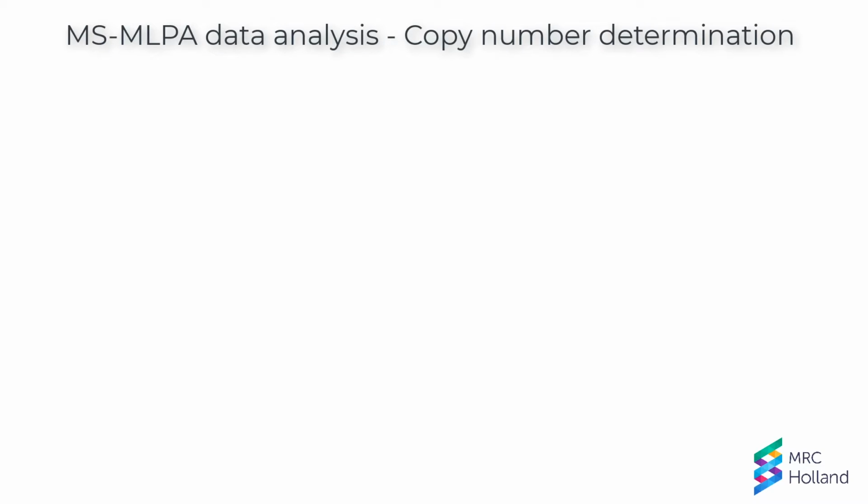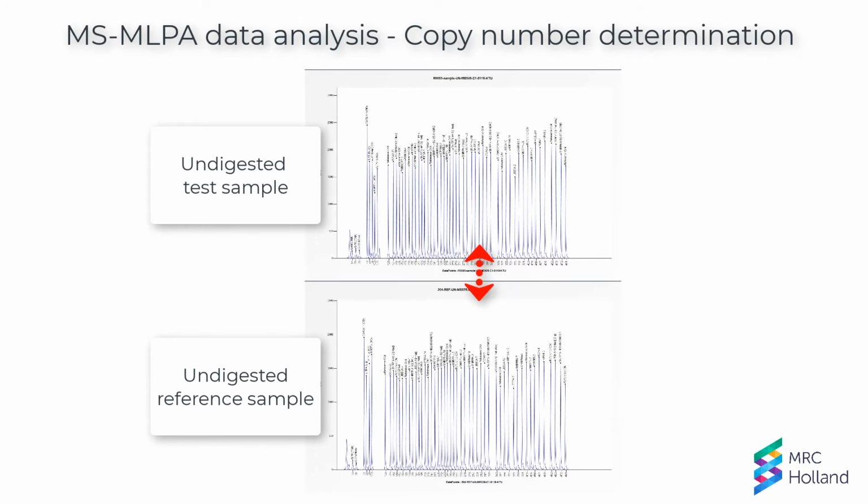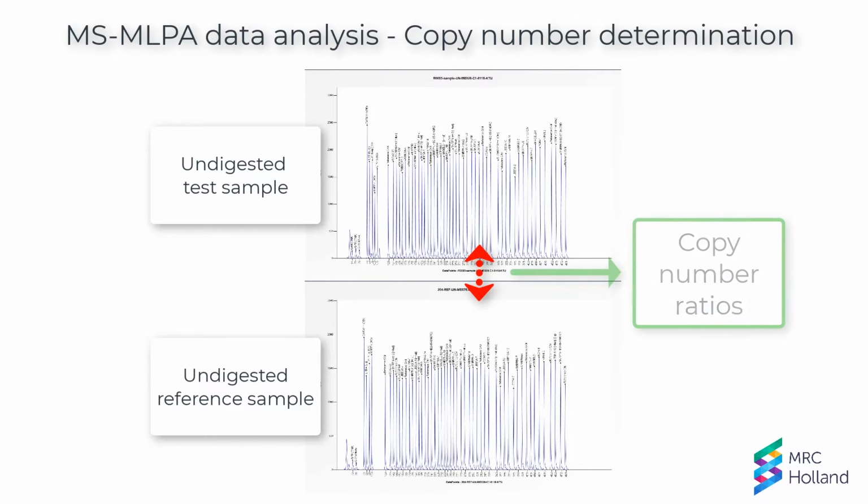The analysis of MS-MLPA data is divided into 2 parts. In the first part, copy numbers are determined by normalizing the undigested test samples against the undigested reference samples, which results in copy number ratios, similarly to a standard MLPA analysis.